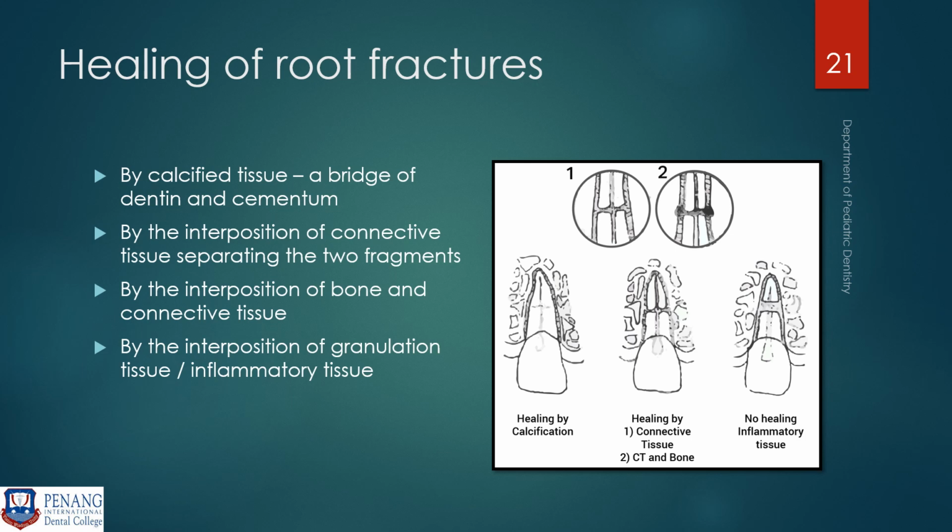So these 3 kinds of healing can happen, and in case of interposition with granulation tissue and inflammatory tissue, you can postpone the treatment to a later date, where maybe you want to extract the tooth and put in an implant when the child has finished his growing phase. So you have to take into consideration the type of healing in cases of root fracture.